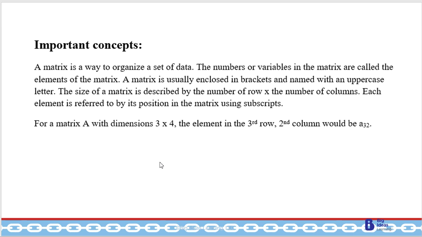Then each element is referred to by its position in the matrix using subscripts. So if you had a 3x4 matrix, the element in the third row, second column would be at A32, right? It's matrix A, row 3, column 2, and it would get written that way.